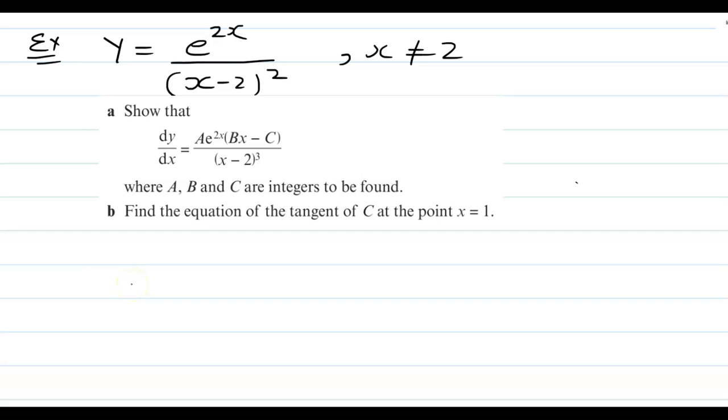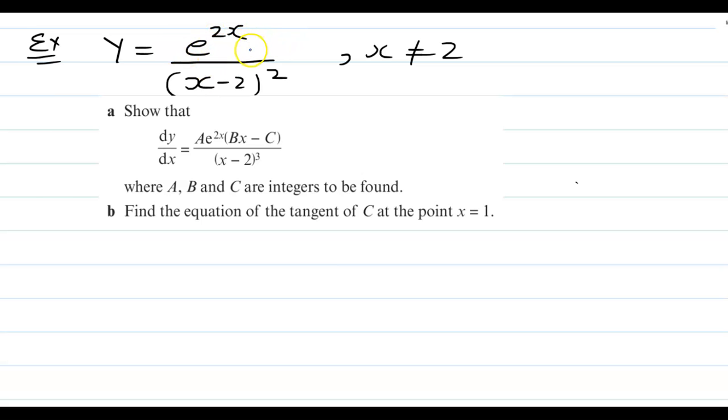So here is another question. This is an exam question. y equals e to the power 2x over (x minus 2) squared, and x is not equal to 2. You need to show dy by dx in this form, where a, b and c are integers to be found. So let's do this question.